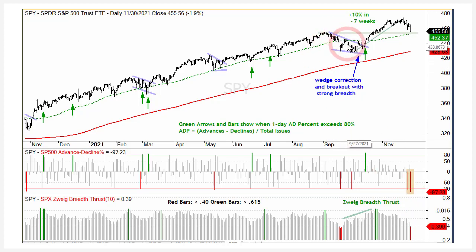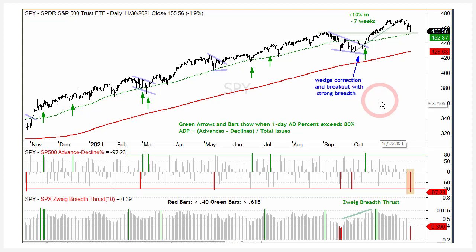If you look at this pullback in September here, there we had a couple of 80% down days, and we needed to recover from that. And the way we did that was we got an 80% up day in mid-October with this breakout here. So I'm looking for some sort of strong breadth signal to signal that the bulls have regained control of the market after this pullback.